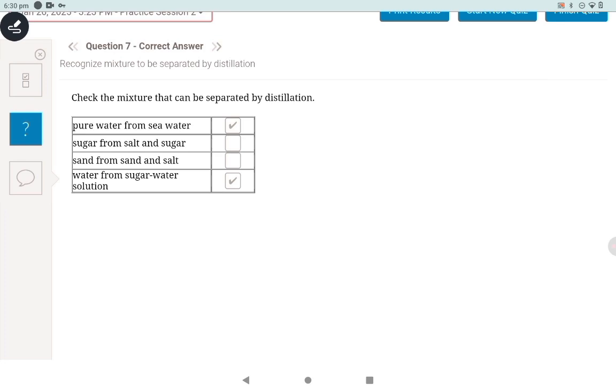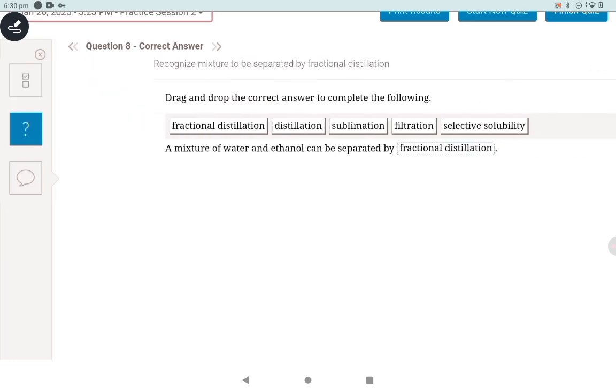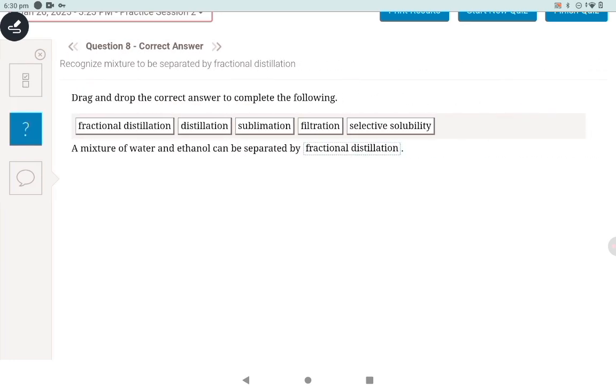Here the answers are pure water from seawater. That way you can reduce the water from the seawater, and water from sugar water solution. You can get just the water from the sugar water. A mixture of water and ethanol can be separated by, like I said, ethanol and water have close boiling points, so they can be separated by fractional distillation.